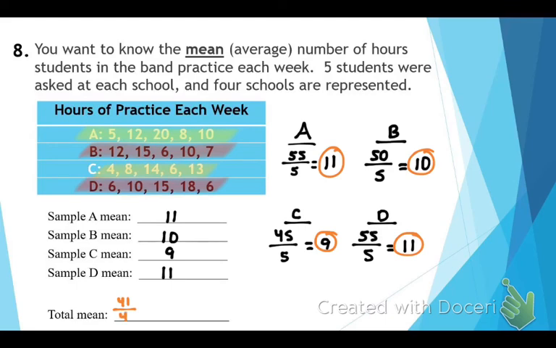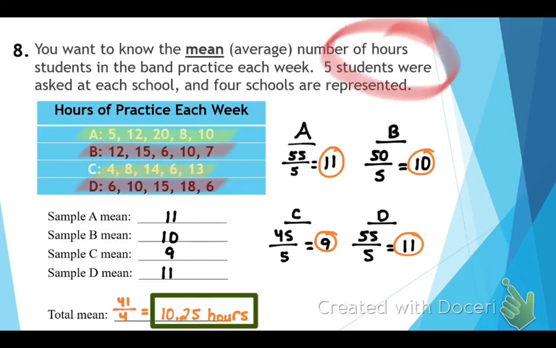Does this ask me to give a nice rounded whole number? No. So you're just going to tell me what the answer is. What would it be? 10.25. 10.25 what? Not students. You cannot have a fourth of a student. Hours. Okay. Always go back and see what it's asking. If you look up here, it says you want to know the mean number of hours. So that's going to be the units you want to put for that problem.